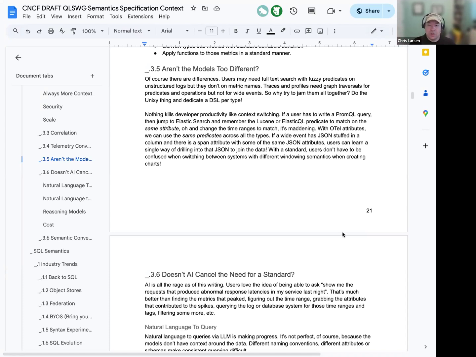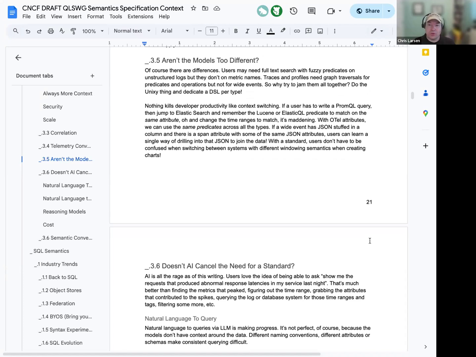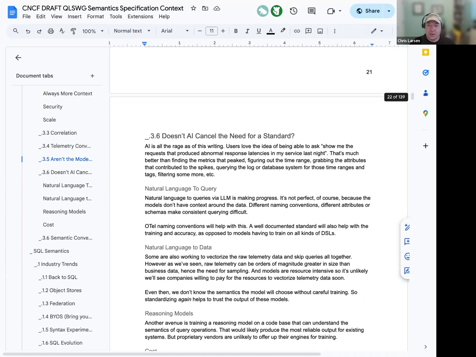It's really nice. Nothing kills productivity like context switching. So if you have to write a PromQL query looking in the dashboard, then you have to jump to Elasticsearch and remember ElasticQL or ESQL or some other system. Pain in the butt to do that, I think.